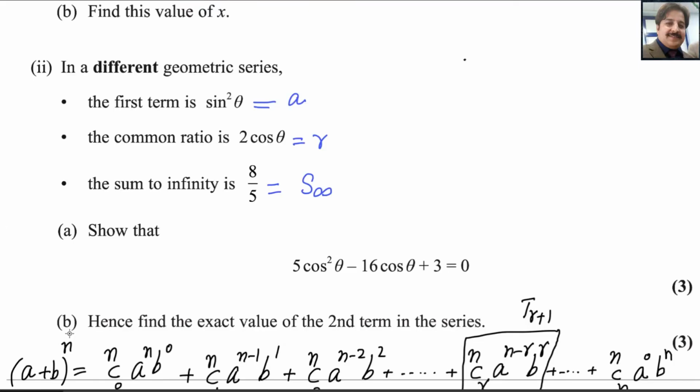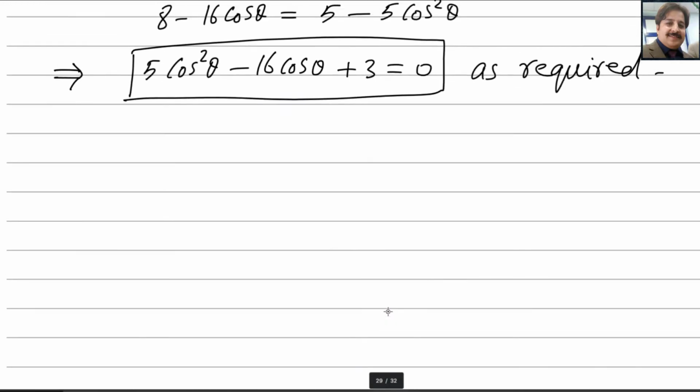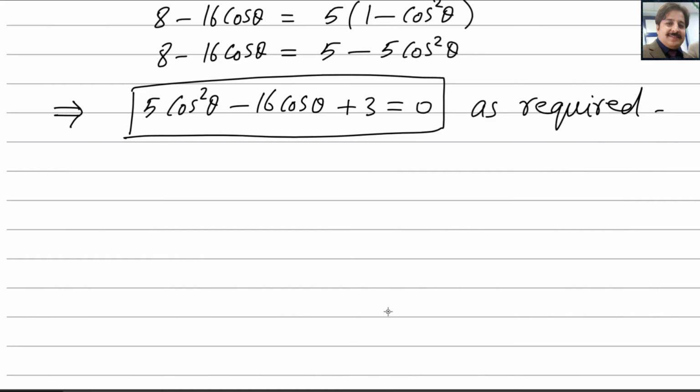For the next part, hence find the exact value of the second term of the GP. How to get the second term? First of all, we need to solve this equation. If you are able to find the value of cosine theta, then plug it into the formula of the geometric series, and we can find the second term easily.